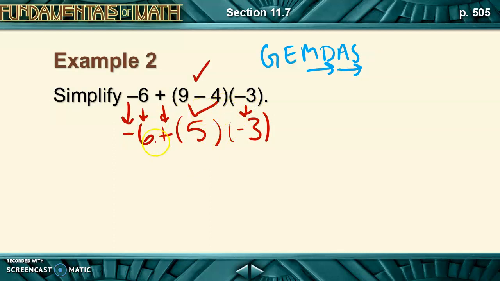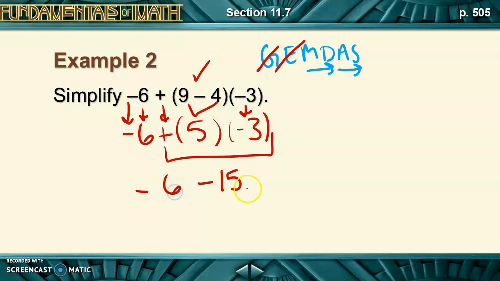All right. Do I have any grouping symbols? Yeah. Can I do any work within them? Nope. So I'm done with that. Do I have any exponents? No. Do I have any multiplication or division? I would say yes. So what is 5 times negative 3? Well, there's only one negative sign, so the whole thing is negative. And 5 times 3 is 15, so I end up with that.